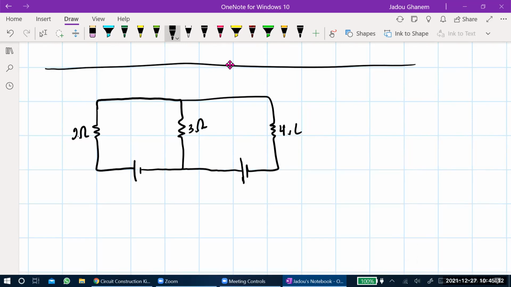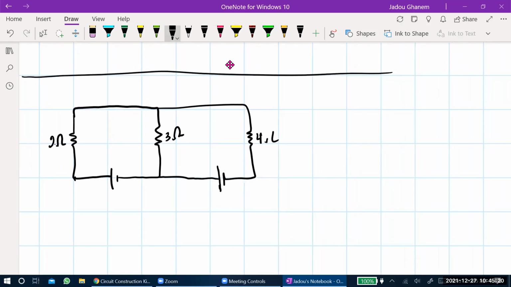Do you expect this circuit is parallel or series? And then there are two voltage sources, and three resistors. So this is 4 ohms and the other one is 2. Okay, so 2 is in parallel with 3, and then 3 is in parallel with 4. It's not the case. Why?